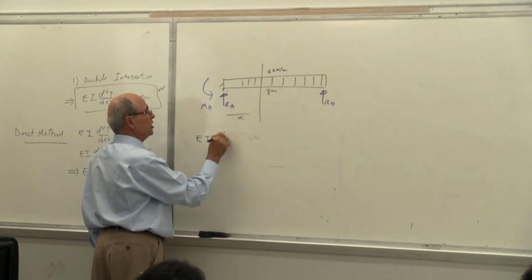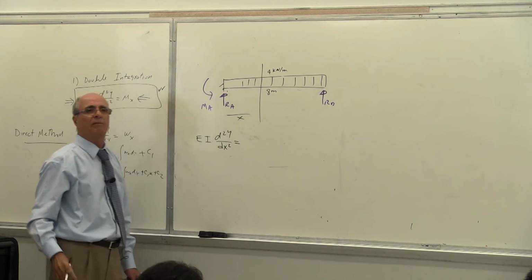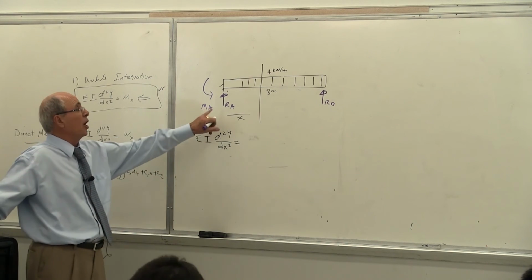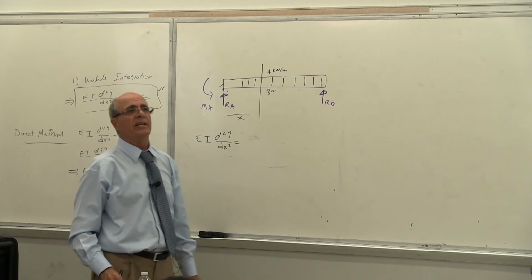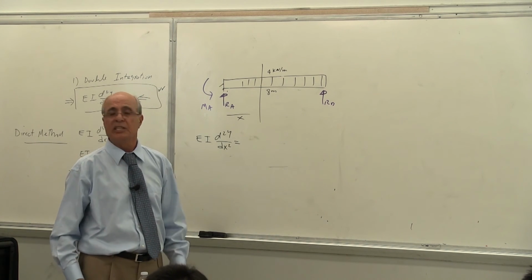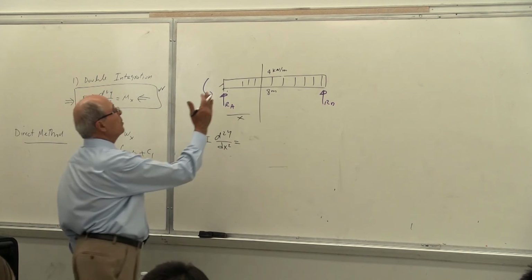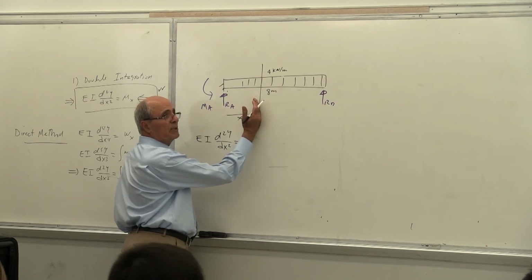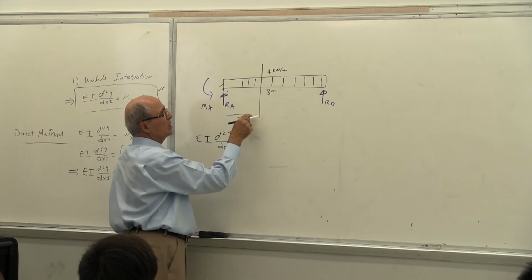EI d2y over dx squared equal to moment as a function of x. Remember, RA is not given, MA is not given, RB is not given. Yes or no? But so be it. Still, I can go forward with that. It's in terms of all these unknowns, the purple ones. Yes or no? What's the moment here? Now, tell me. You don't want the free body diagram. What's the moment here? RA times positive or negative?